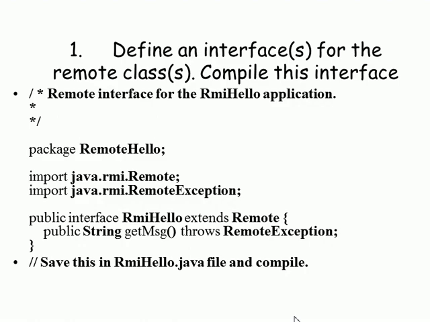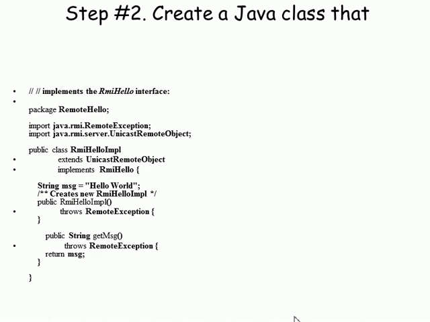So here's the breakdown of the different steps for doing RMI. And remember, we said something about step 1: define an interface for the remote classes, and then compile the interface. Here's this little interface without an implementation that throws a remote exception. You can always compile interfaces like that separately. You can compose them with Notepad and just call javac on them.